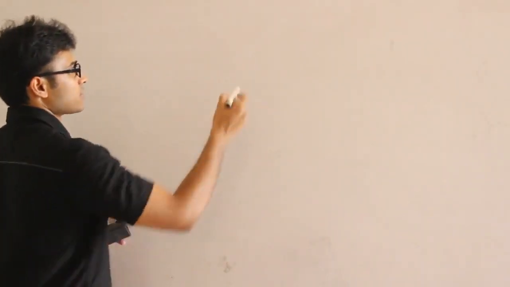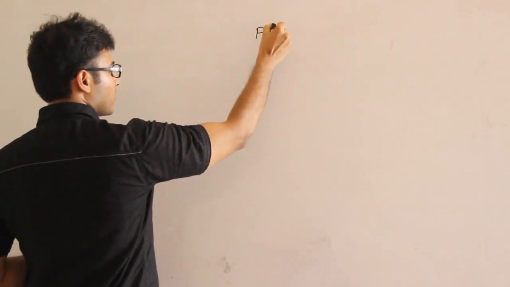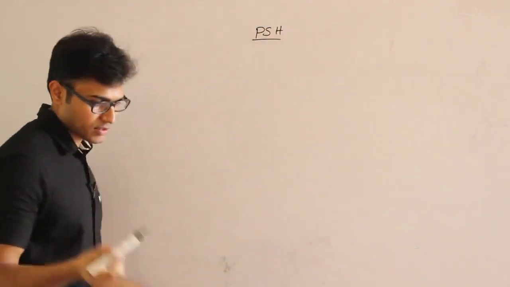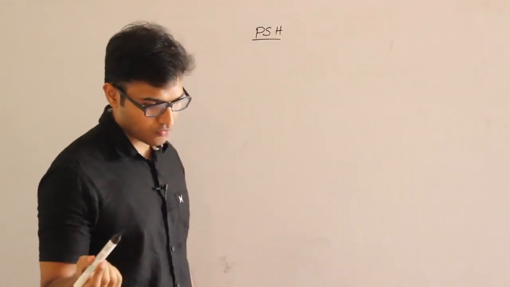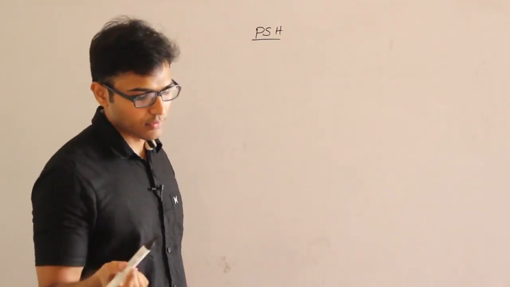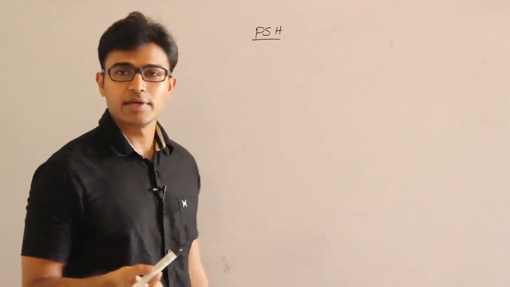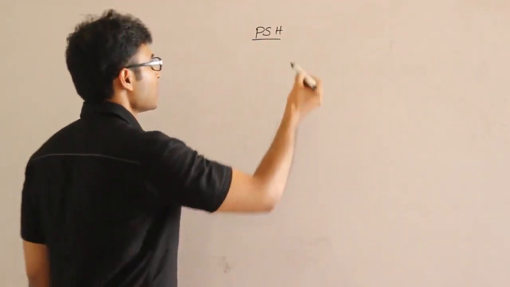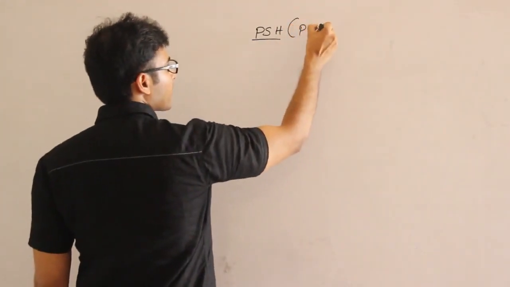Now let's look at the push flag, PSH. One of the flags present is PSH. If you look at the fourth flag from the end, that is PSH. In the fourth row, the fourth flag from the end is the PSH flag, which is also called the push flag.